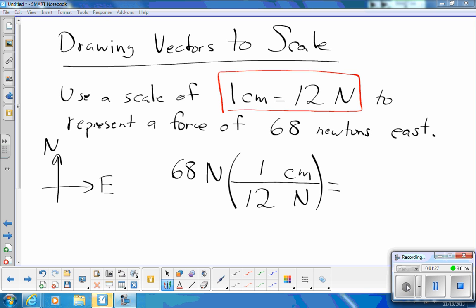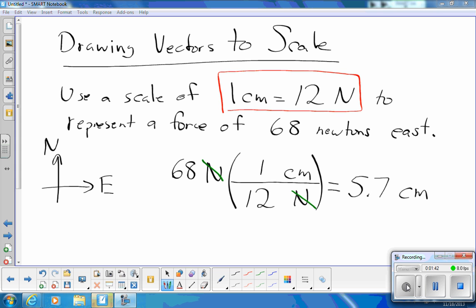Okay, I now do the math. I divide on my calculator 68 divided by 12. The newtons cancel out. And I get an answer of 5.6666. I'm going to write it as 5.7 centimeters.